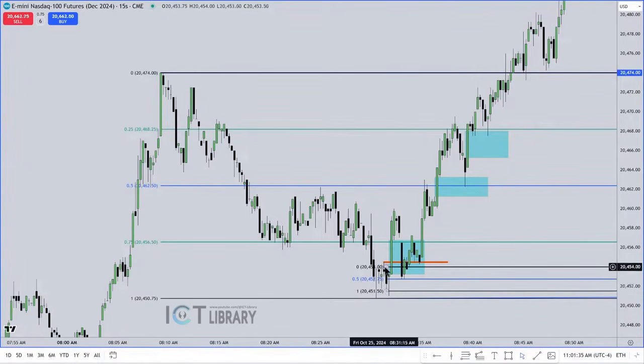So half of that order block is a mean threshold reference point. It's not consequent encroachment. Consequent encroachment is gaps or inefficiencies or wicks. When it's a candlestick body, in this case a bullish order block, half of that range is mean threshold. That price is 452.75.